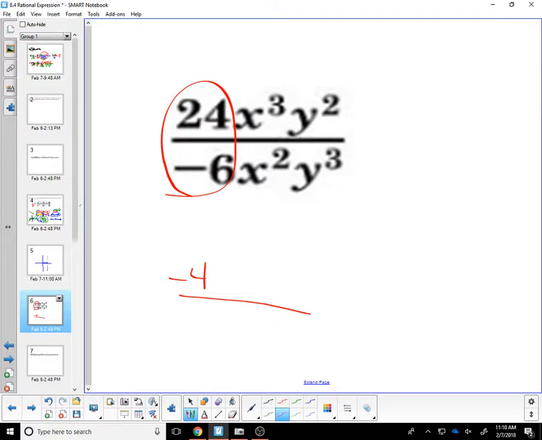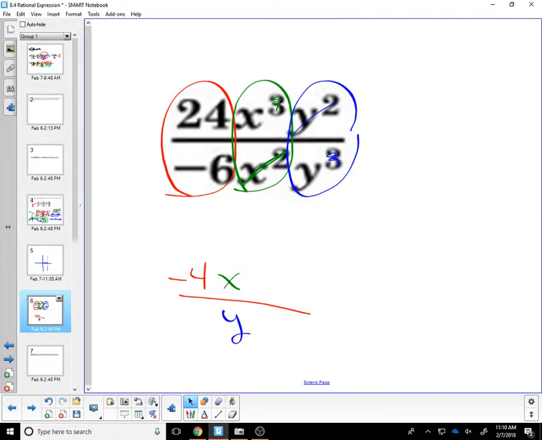Now, I'm going to look at the x values. x to the third over x to the second. That means that the two on the bottom are going to cancel 2 of the x's on top and leave me with 1x on top. Do you see it? And as I look at the y's, the 2 on top are going to cancel 2 of the ones on the bottom and leave me with 1y in the bottom. And I'm done.